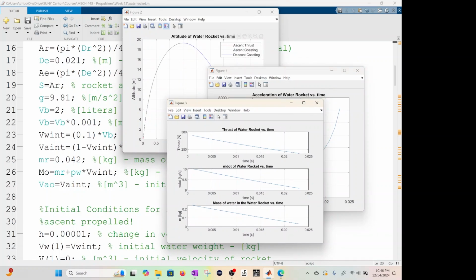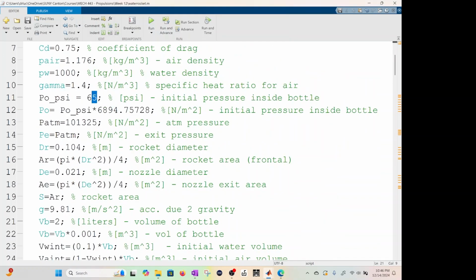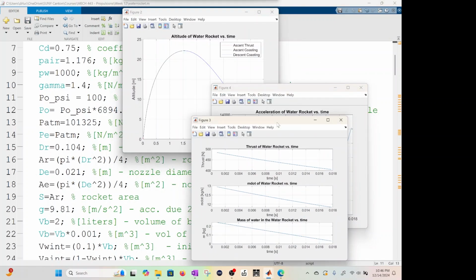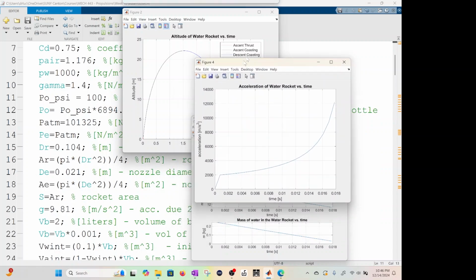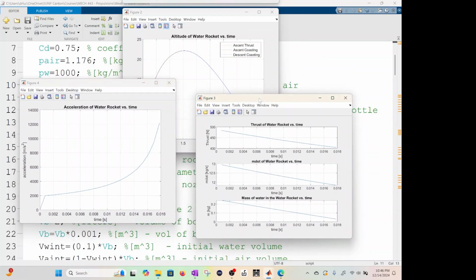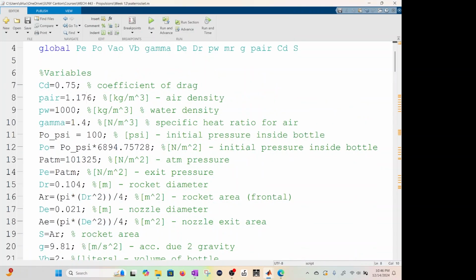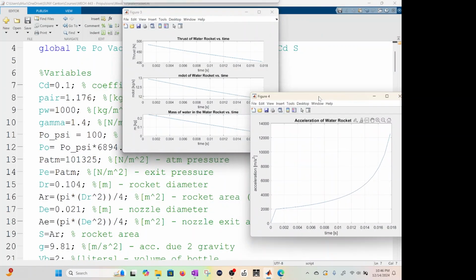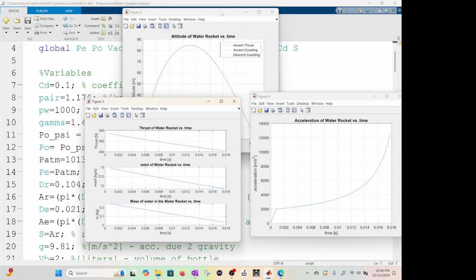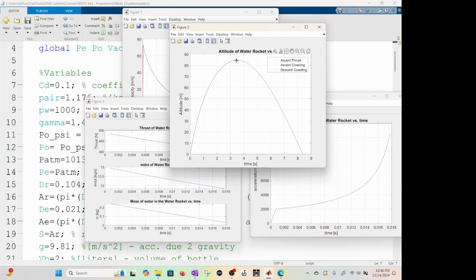Okay, so you can mess around with all of these parameters. Let's go up to 100 psi. Okay, and you get different values. So we go up to like 22.5, close to 22.5. Okay, so you can look at all of these cool little parameters for the water rocket. What happens if we lower the drag? So say 0.1. Then we can go a little bit further, 85 meters.